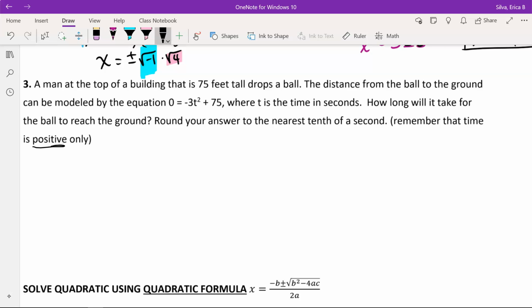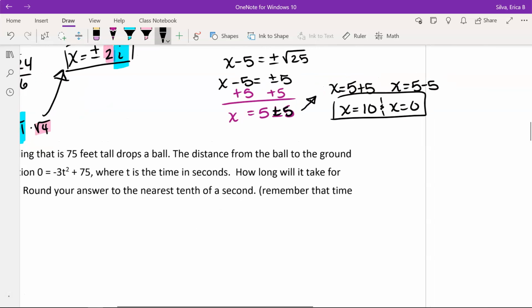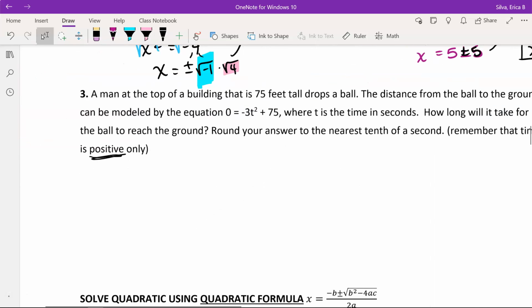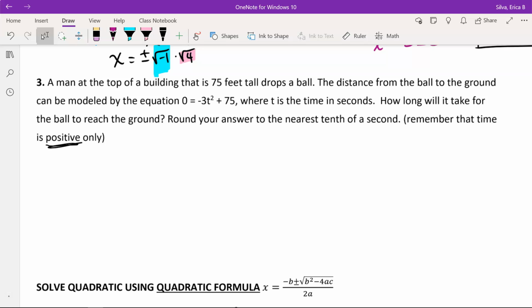Remember, time is only positive. So notice that over here we had two answers. On this one, we'll end up with two answers as well. But because we're talking about time, we would only want the positive one. So let's go ahead and solve.